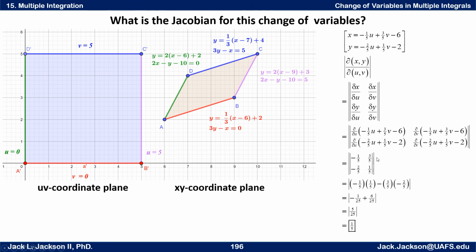So this is a nice constant thing here. Remember, in general, this could have u's and v's in the formula here, but in our case, it turns out to be constant. So negative 1/5 times 1/5 is negative 1/25, minus a negative 2/5 times 3/5, that's plus 6/25. That's 5/25, or 1/5. The absolute value of that is 1/5. So the absolute value of the Jacobian is actually just 1/5.